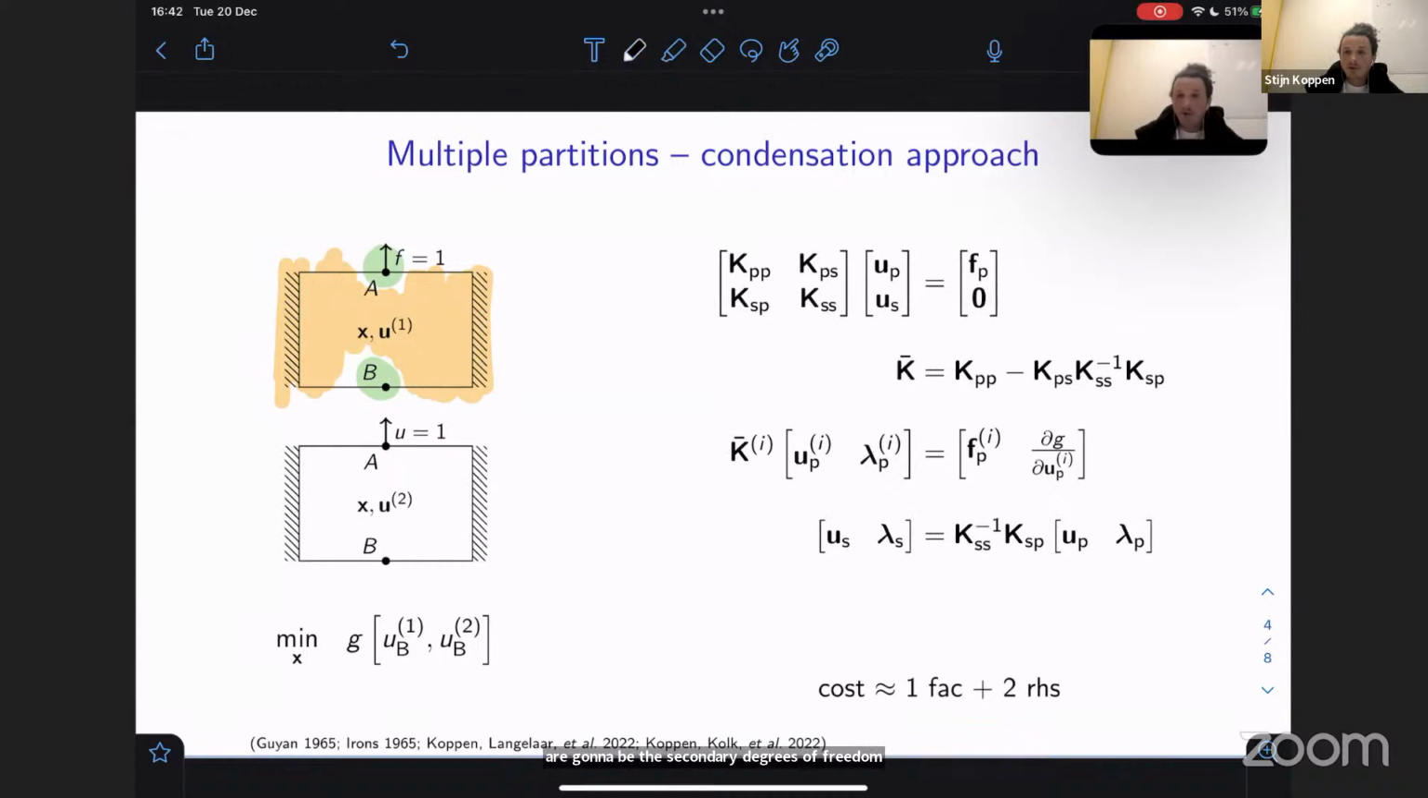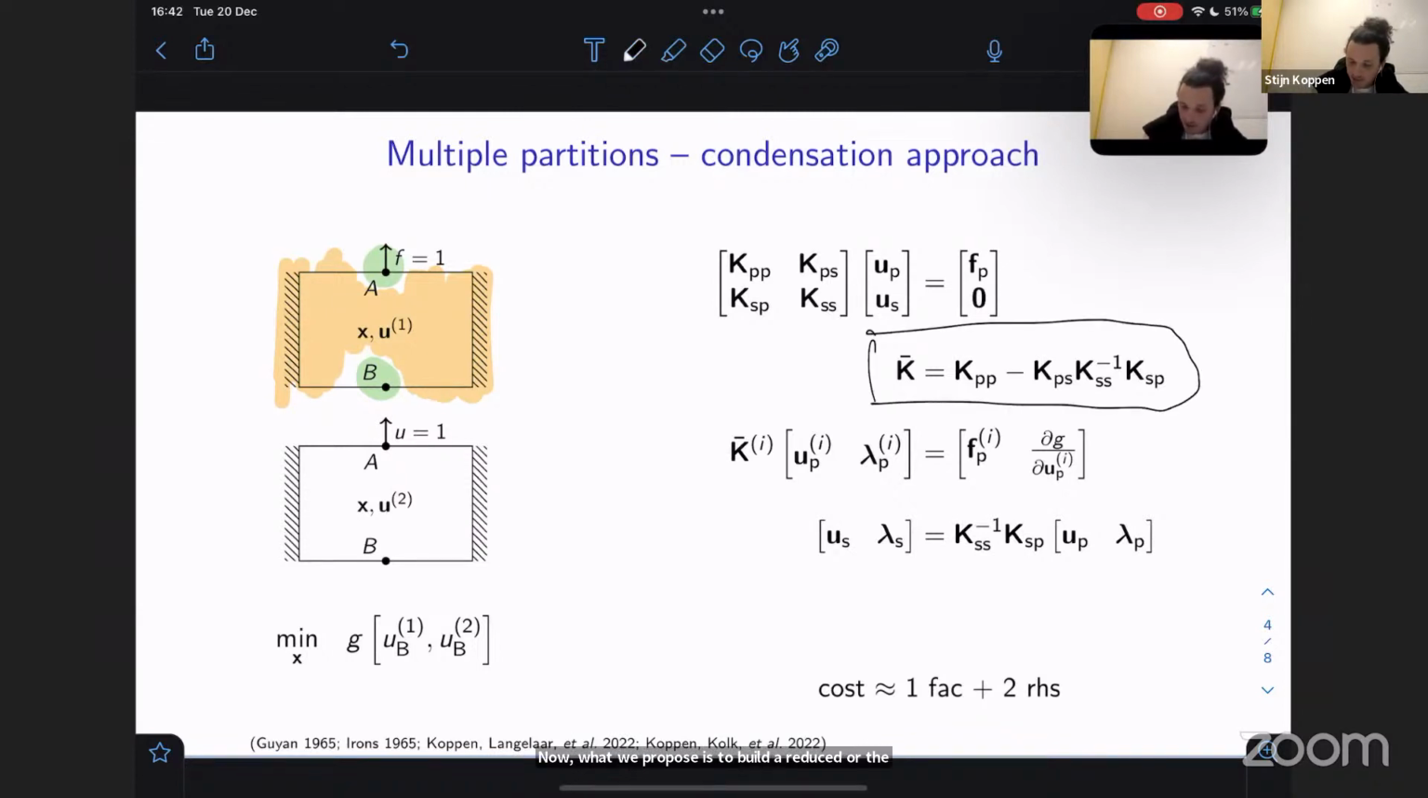Now, what we propose is to build a reduced order model, but an exact reduced order model using static condensation. That is what is shown in this equation. And the largest contributor to the computational effort is going to be solving this system of equations. That is, in fact, a single factorization that is required here. And the number of right-hand sides is 2, equal to the number of degrees of freedom in the set of primary degrees of freedom.